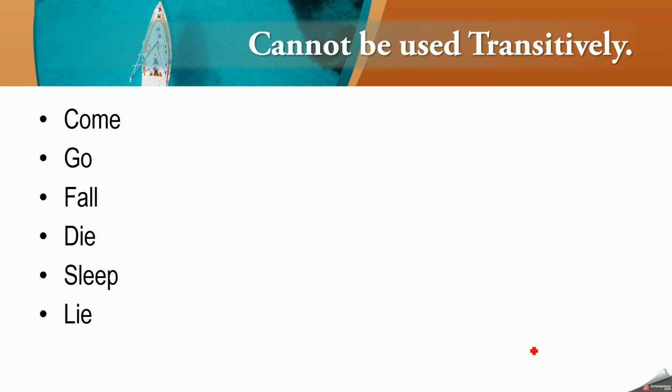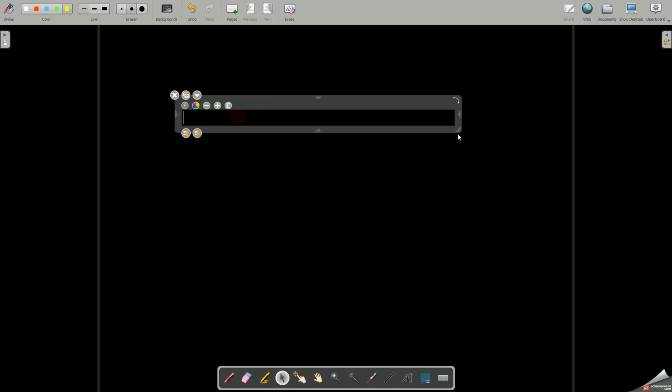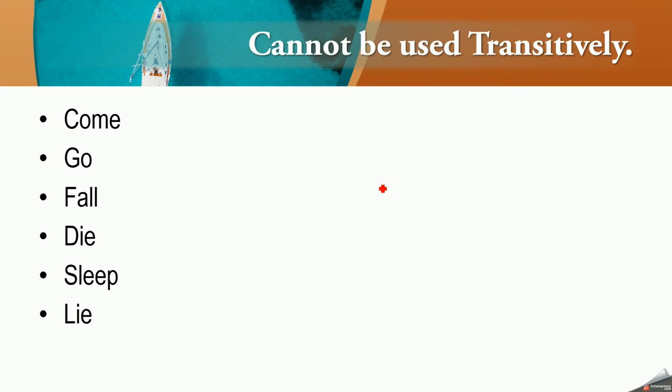Now here, apples fall. When I say apples fall from the tree, I'll write it like this: an apple falls from the tree. So falls something, can it answer the question falls something? No, the apple falls, so the action is being passed back to the apple itself, hence it is intransitive.